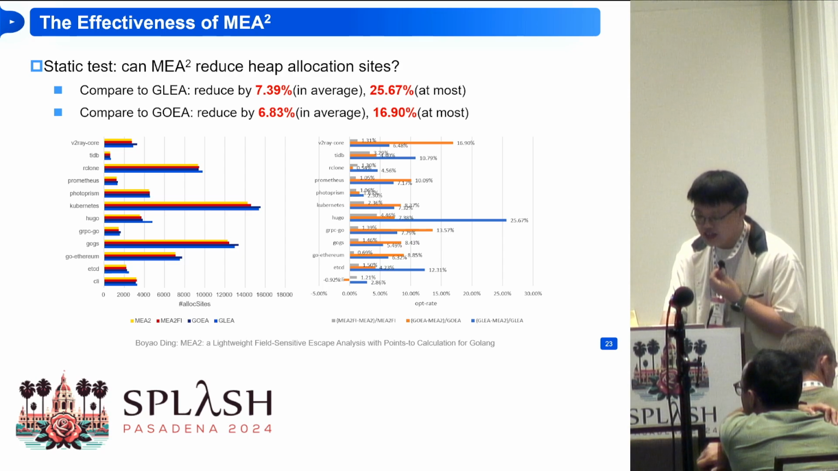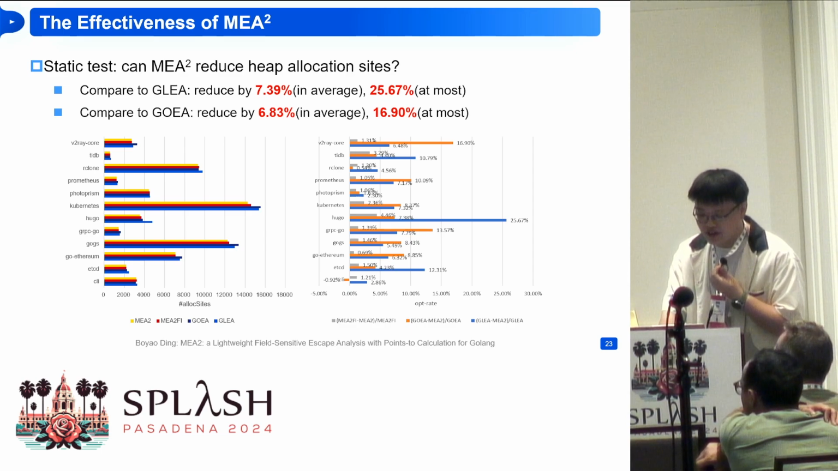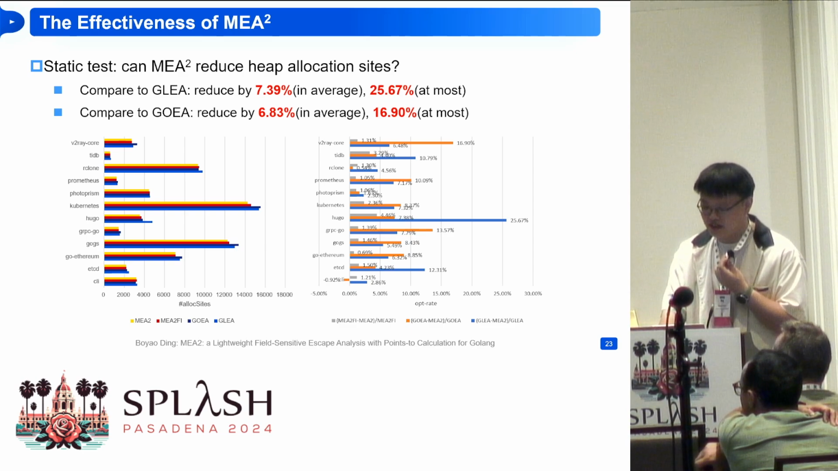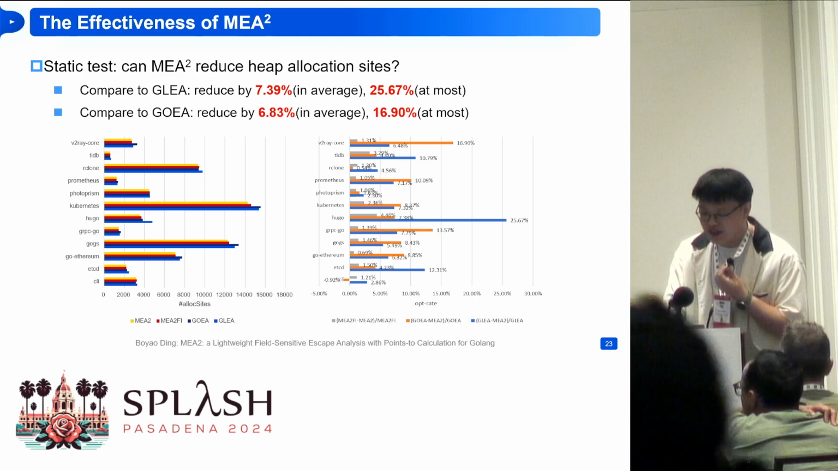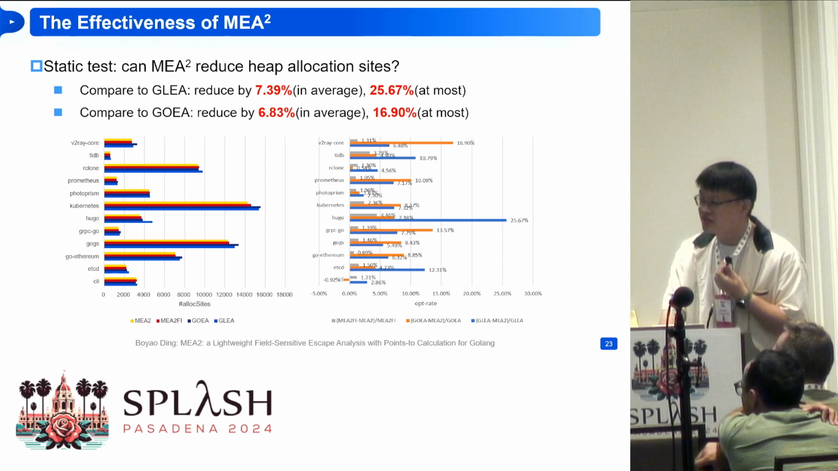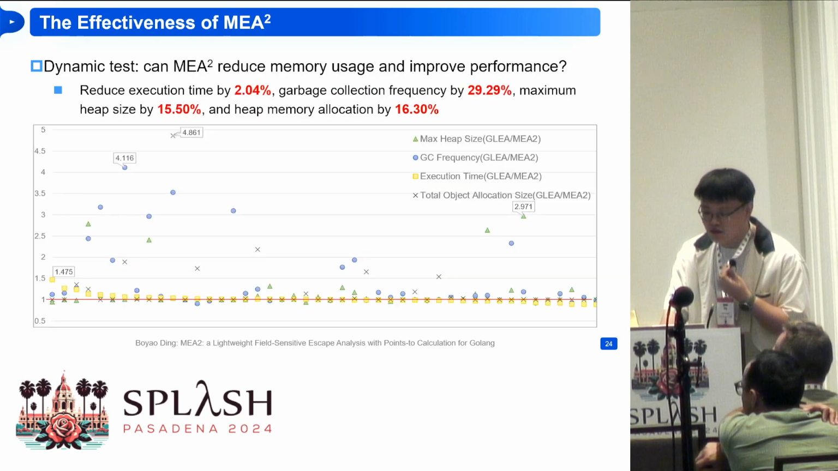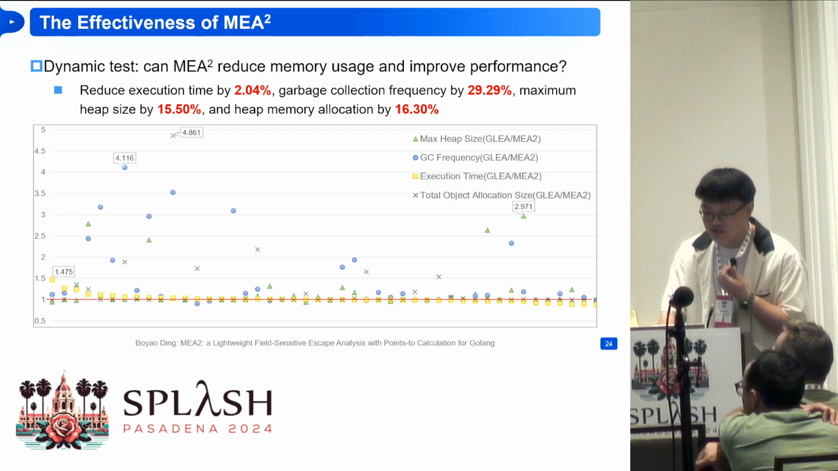We can see that MEA2 results in the fewest heap allocation sites, and compared to GLEA, heap allocation size is reduced by 7.39%, and compared to GoEA, heap allocation size is reduced by 6.83% on average. Secondly, we conducted dynamic tests to evaluate whether programs compiled with MEA2 could achieve performance improvement.